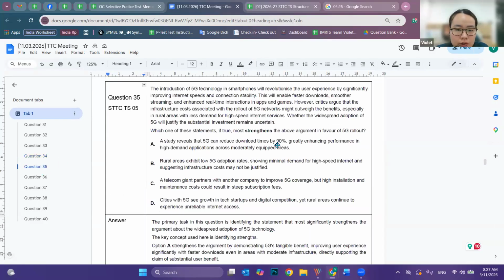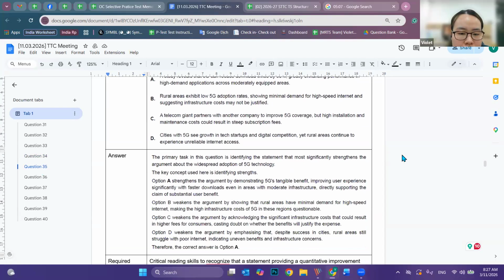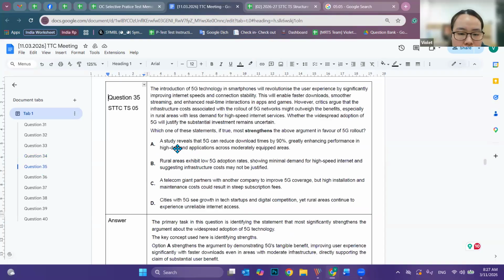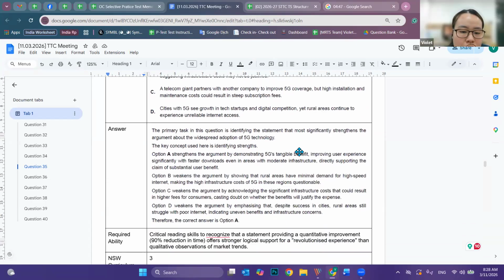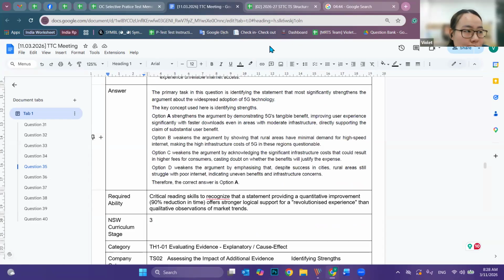And for question 35, it asks which of these statements is true, which most strengthens the argument in favor of the 5G rollout. We can see that option A strengthens the argument, because it mentions enabling faster downloads, improved internet speed and connection stability, smoother streaming, and enhanced real-time interactions in apps and games. So the correct answer is option A.